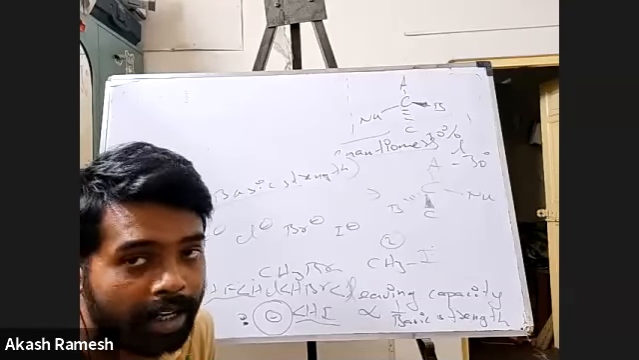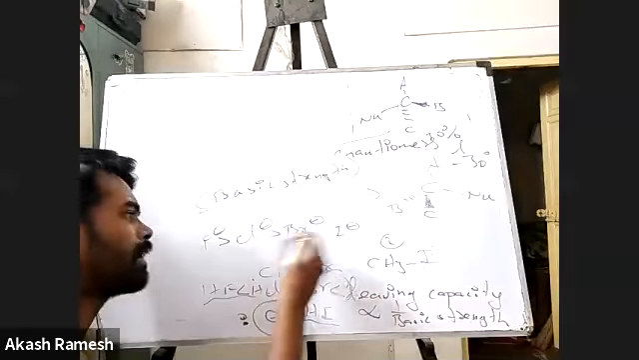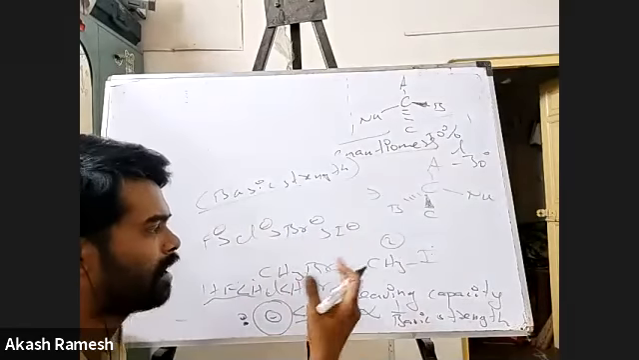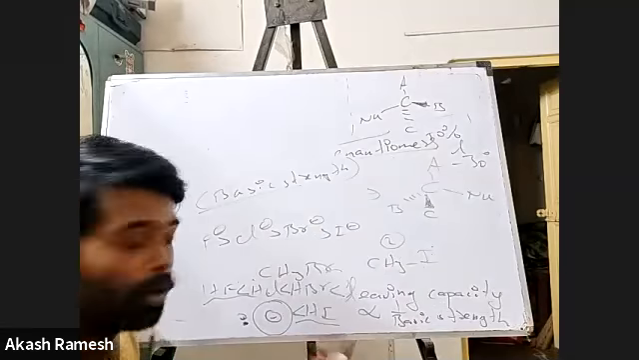So F minus, Cl minus, Br minus, I minus. F minus is the greatest, I minus is the least, is what you're telling? Yes, sir. Good, right? So F minus is the strongest base, then Cl minus, then Br minus, then I minus. Is that understood? That's what I told you.